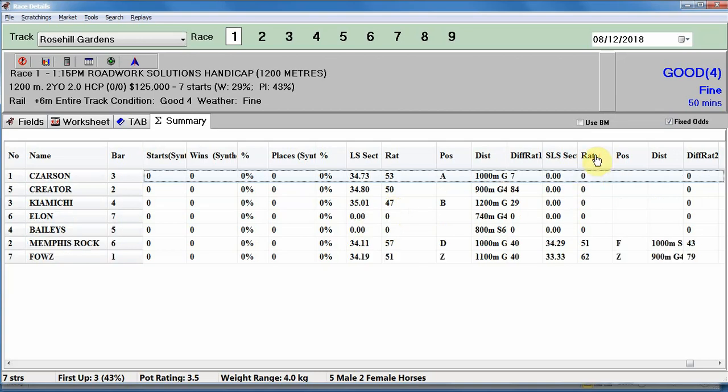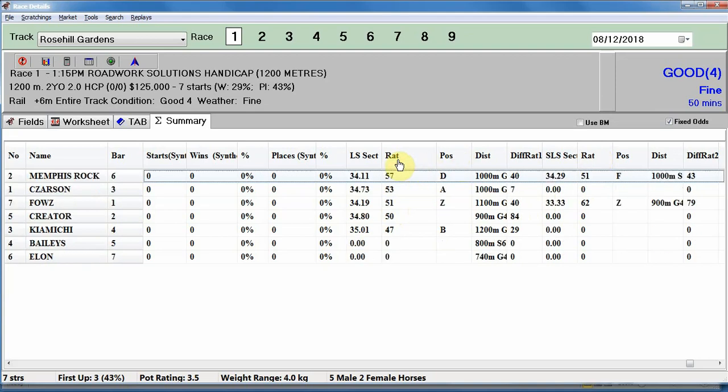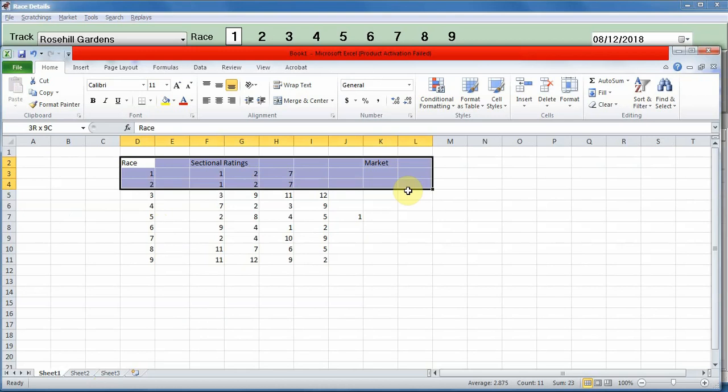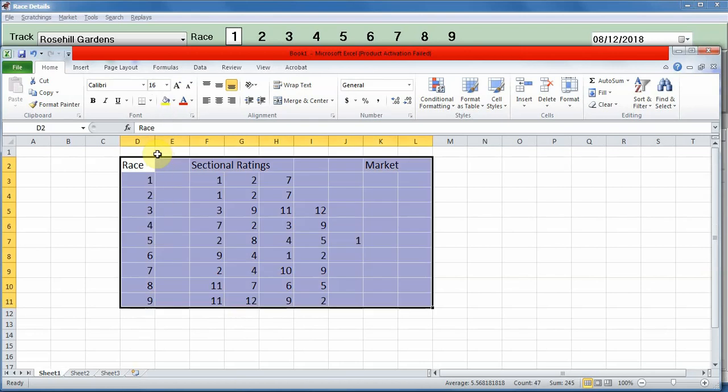And looking at the second last start ratings, 2 and 7. So basically 1, 2 and 7, they're basically the raced horses. So here we have a spreadsheet. Let's make this a bit bigger, make it a bit easier to read. So I've already gone through and done these already. So the sectional ratings, in race 1 there's only 3 of them. In race 2, surprisingly the same numbers.